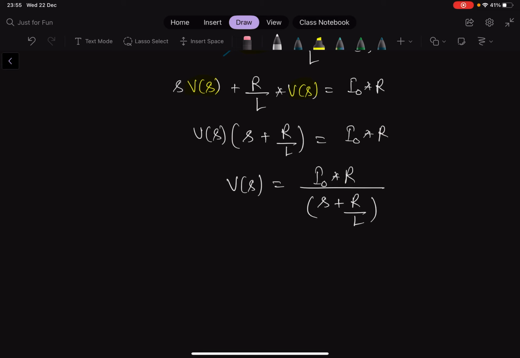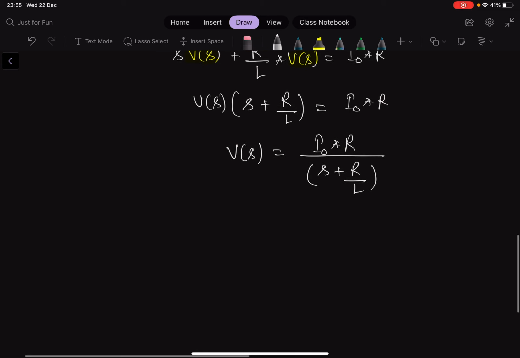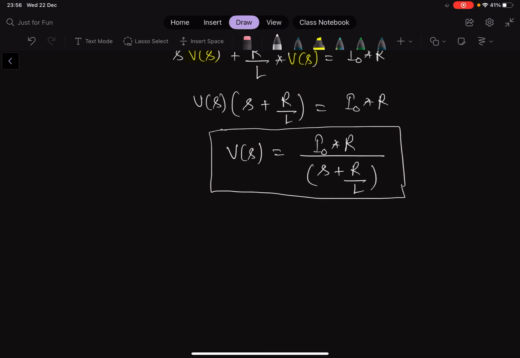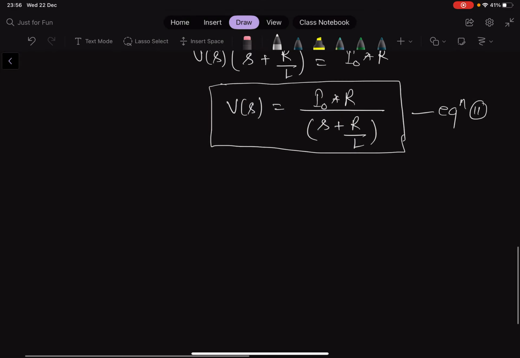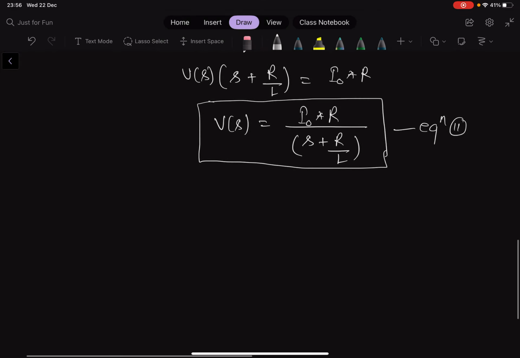So this is what we'll get, and this is our second equation. We are done with our step 2, so we'll write equation 2, and our step 2 is finished. Now let's move on to step 3.